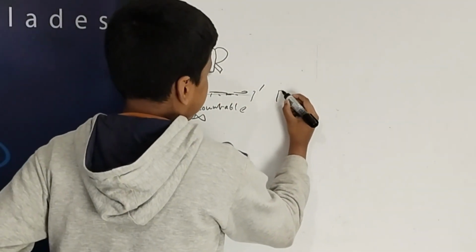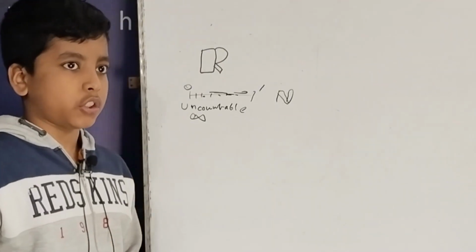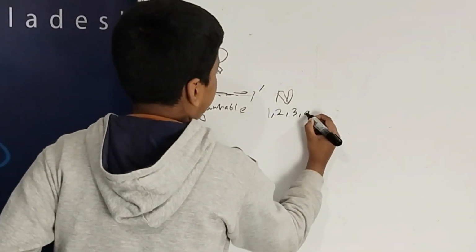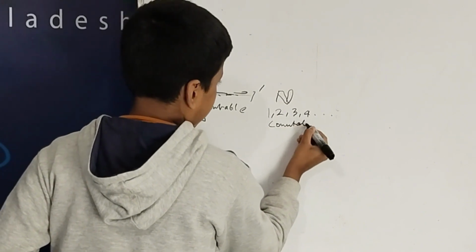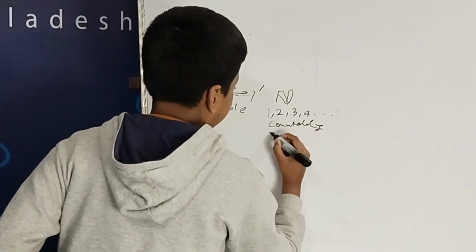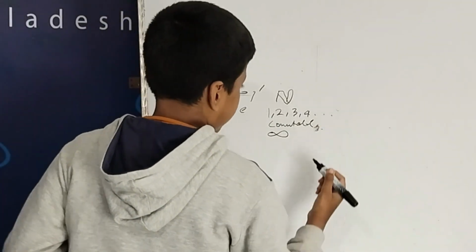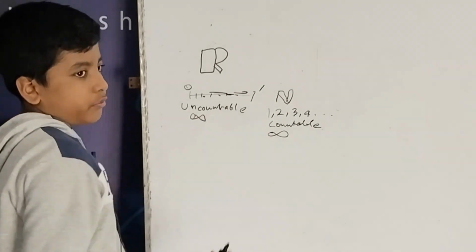All the natural numbers, if you don't know what the natural numbers are, they are just the positive integers. This is like 1, 2, 3, 4, what you learned in school. This is countable infinity. So, sorry. Okay, so why do we call these different infinities?